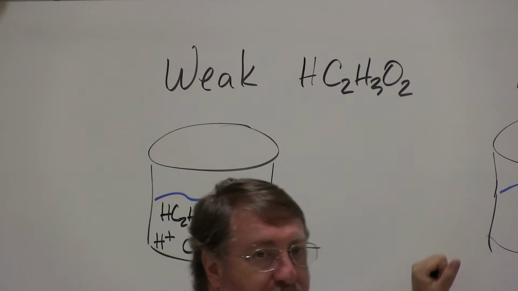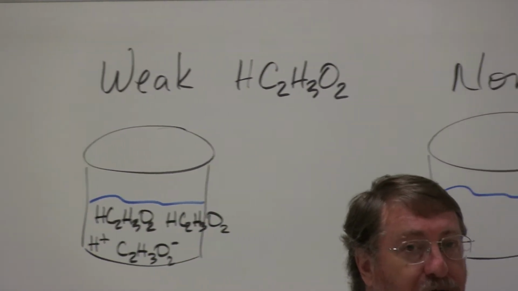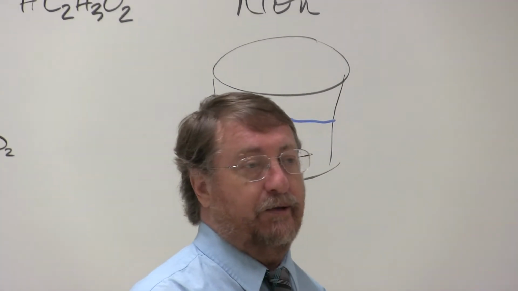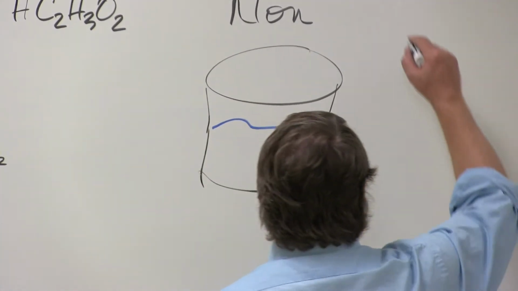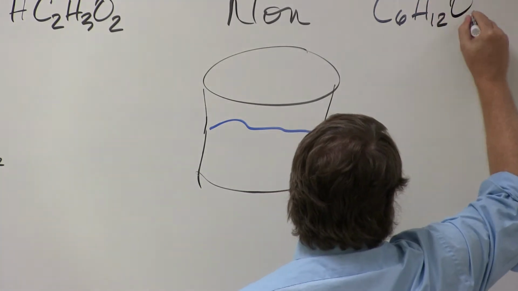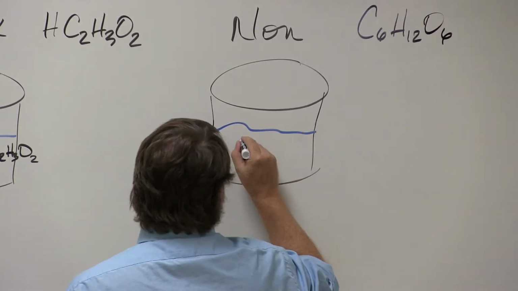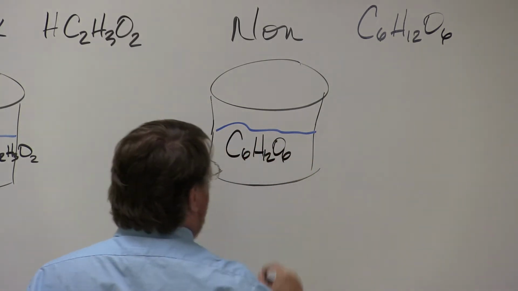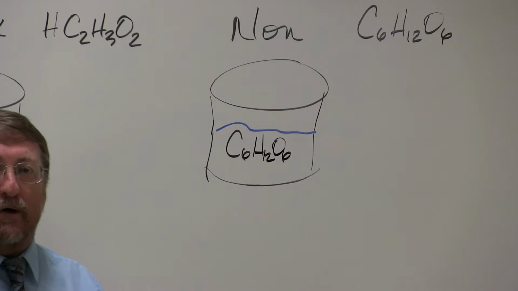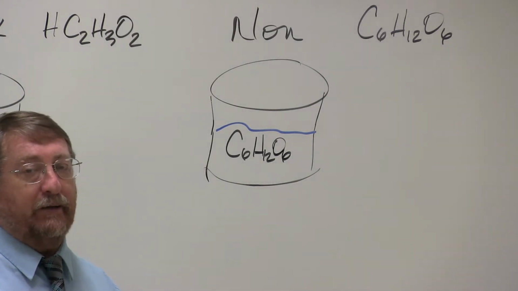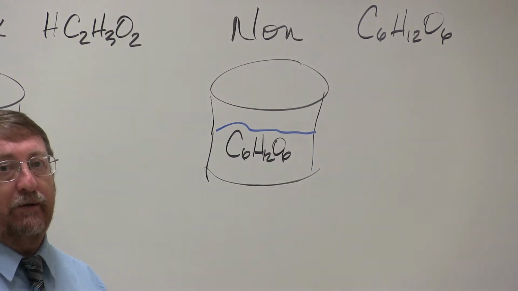A non-electrolyte is something we're going to dissolve in water, still dissolves in water, but it does not cause electrical conductivity. The classic example of that would be glucose, C6H12O6. We dissolve glucose in water, it does not ionize at all. It stays as glucose. We all know it dissolves really good in water, but there's no ionization occurs. If there's no ionization, there's no electrical conduction.